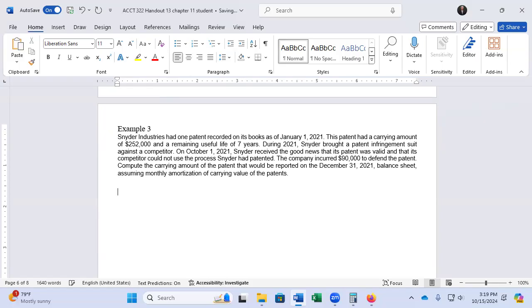So on 1/1/21, carrying value equals 252,000. Straight line amortization over 7 years. So we have 252,000 divided by 7, and that equals 36,000 per year.